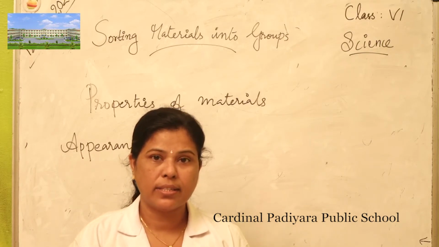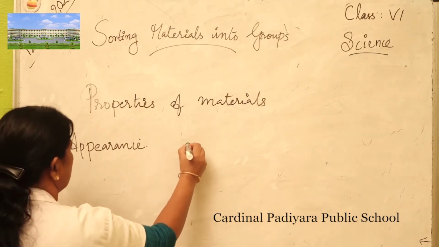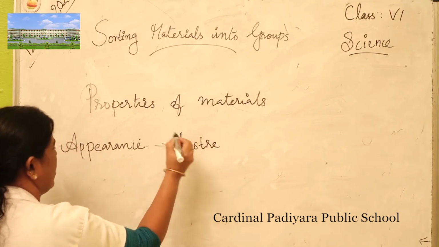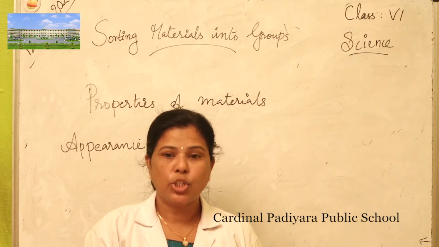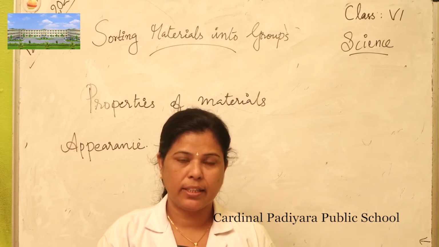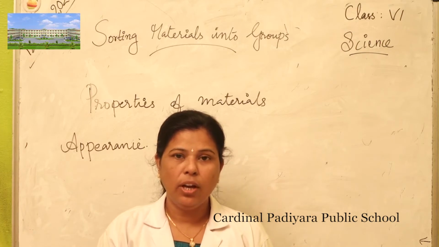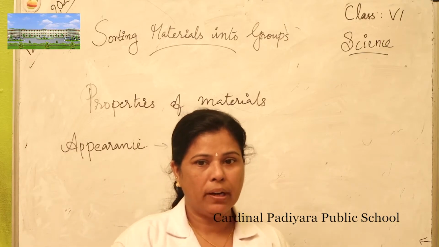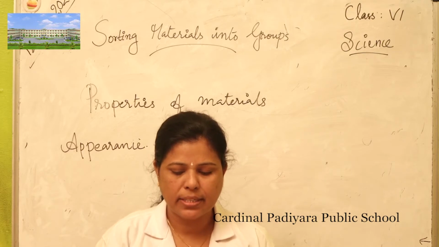What is meant by luster? Materials that show a shiny appearance have luster. That property is known as luster. So, metals like gold, silver, iron and copper all show a lustrous appearance.